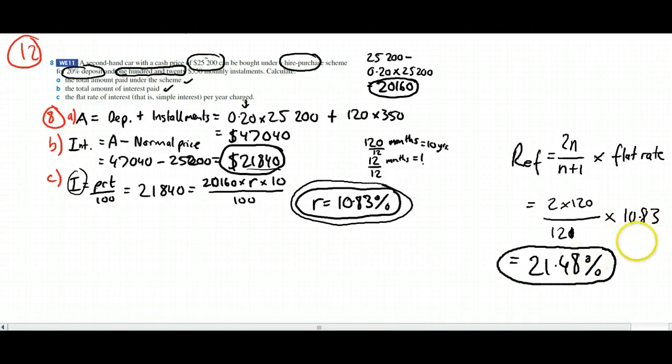And what comment could we make about that? Well, the only thing we could say is that it's about double the flat rate, the simple interest rate, which is what we might expect, given what we were told earlier: whenever you calculate the effective interest rate, it's going to be approximately double the flat rate. And that's what we got there.